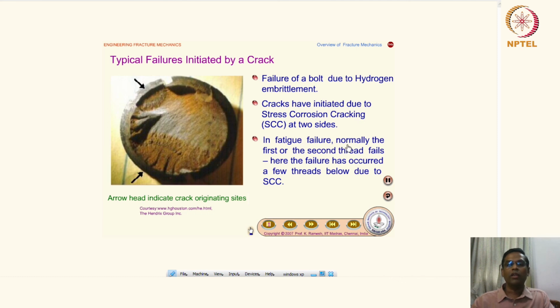In fatigue failure, normally the first or the second thread fails. Here the failure has occurred a few threads below due to stress corrosion cracking. So it is not just a stress concentration alone, it is also because of the chemical attack combined, so-called stress corrosion cracking. This also we will see when we discuss the crack growth mechanisms. This is one of the popularly known crack growth mechanisms.